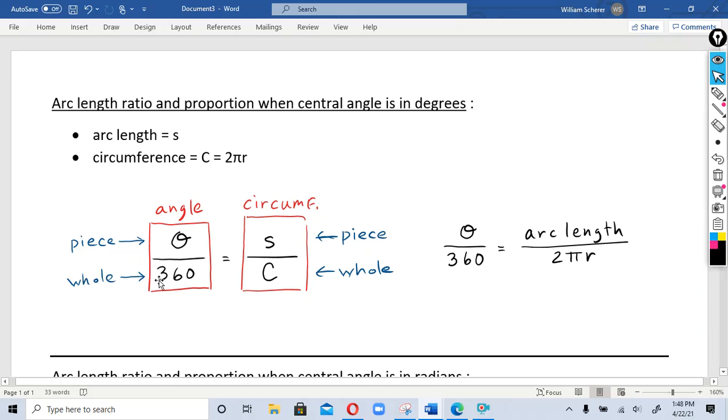And the whole circle, once around a circle, is 360 degrees. For the circumference, the arc is a piece of the circumference. So the arc length S is in the numerator, and the whole circle, once around, is the circumference. So we're using this formula for every problem. If it helps you to remember, S is the arc length, and C, the circumference, equals 2 pi r. So you can use either one of these. It's the same thing. I just wrote it in a different way.